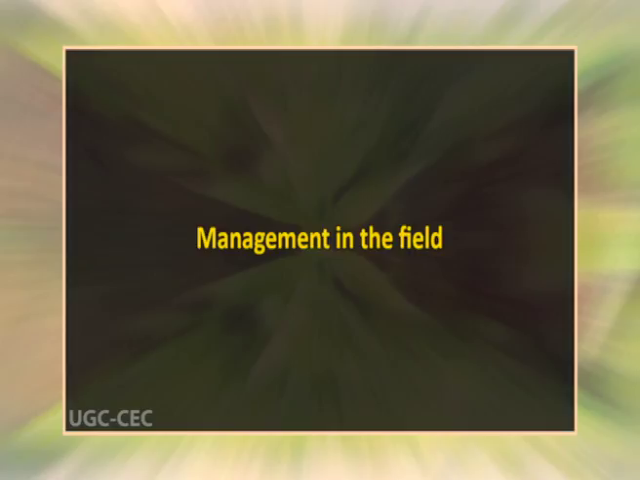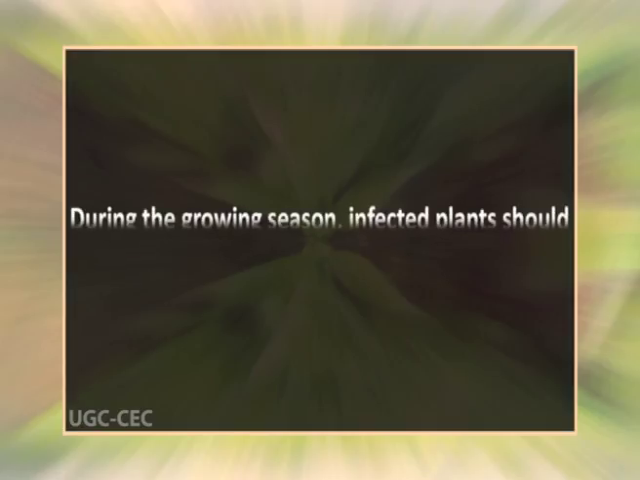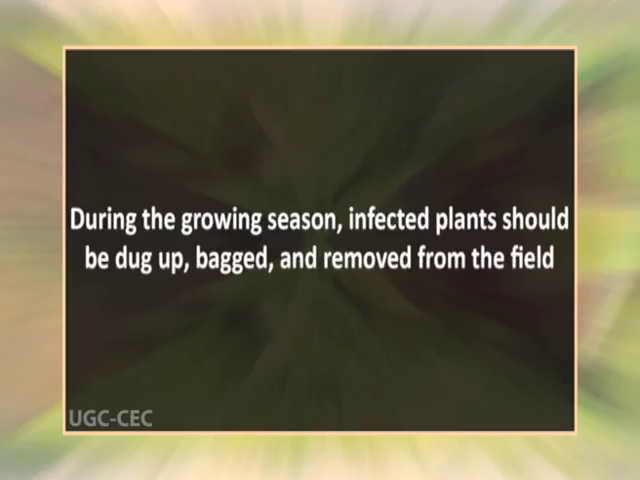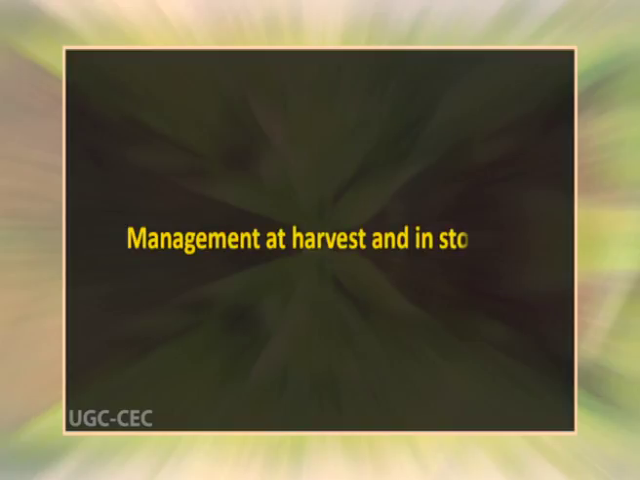Management in the field. Scouting for diseases. During the growing season, infected plants should be dug up, bagged and removed from the field. Rotation practices that include resistant plants or non-host crops also should be employed to reduce the amount of inoculum in the field. Number 4. Management at harvest and in storage.